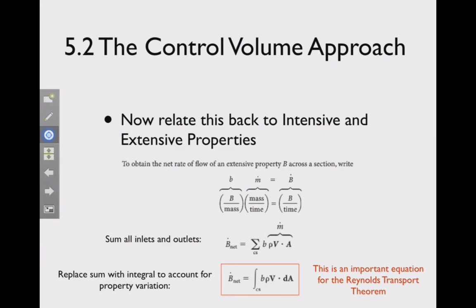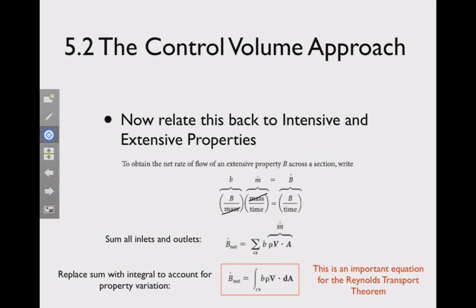So let's relate this back now to intensive and extensive properties and start to derive the Reynolds transport theorem. So we can see that down here, this is going to be important for that. To obtain the net rate of flow of any extensive property, we need to take our little b times the mass flow rate, m dot, and that will give us the amount. Since the masses cancel out here, if I go ahead and cancel those, we see now that this is really just B dot, capital B dot. It's the amount of our quantity of interest per time.